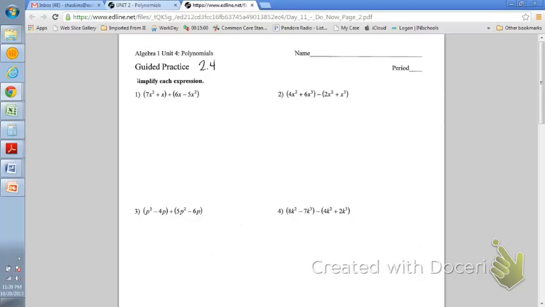Page 2 of your due now is guided practice over lesson 2.4, adding and subtracting polynomials. In the first question, you notice that you have an expression plus another expression. Remember, when you're adding expressions together, you can just drop your parentheses and you're combining like terms. Let's use the underline method here.